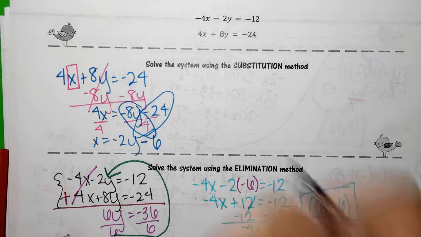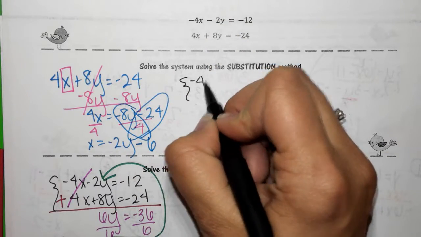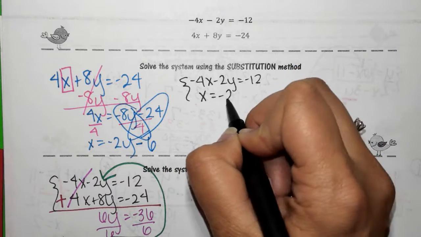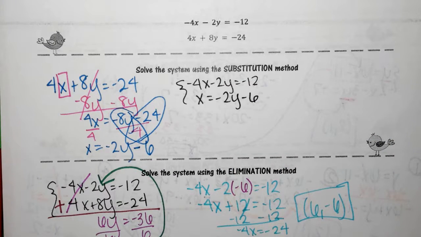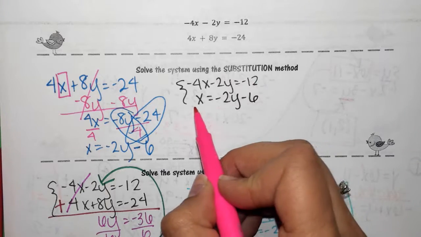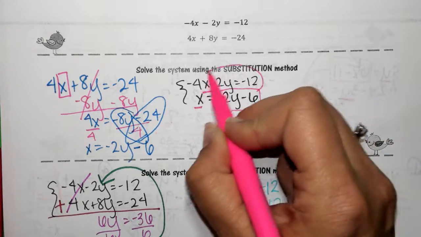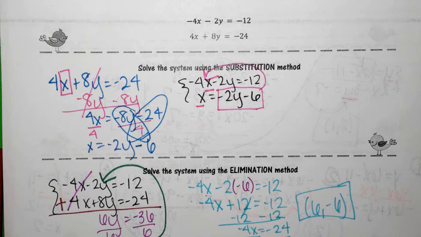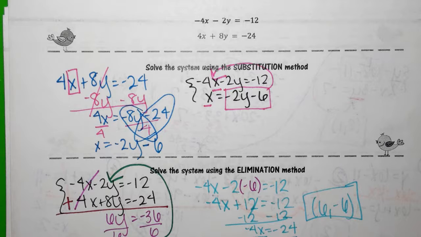So our system is now, and remember we solved the bottom, so we're going to rewrite the top one. It's negative 4x minus 2y equals negative 12. And x equals negative 2y minus 6. So we have x by itself. We're going to take what x equals and plug it in up here. You're finishing this and graphing for homework. Just on this page. I don't want you to do anything else. Bye. You better do it before tomorrow.